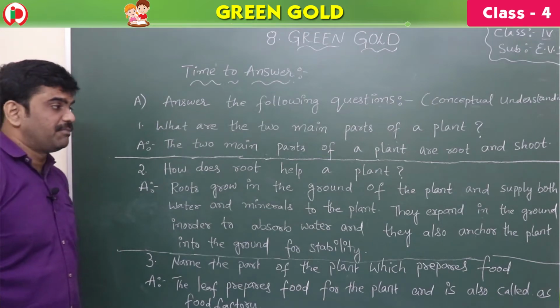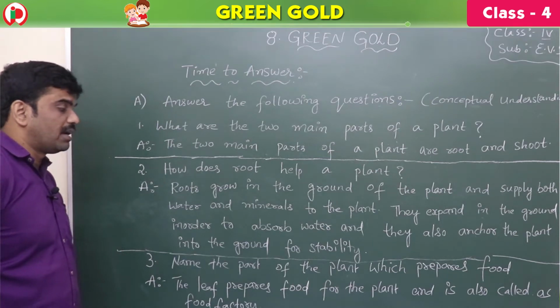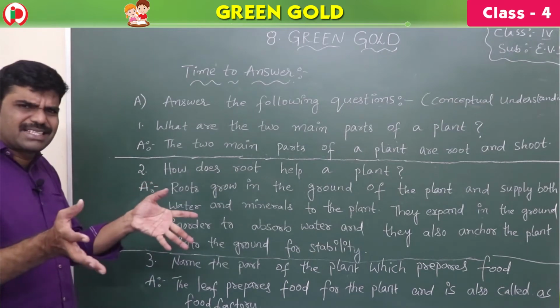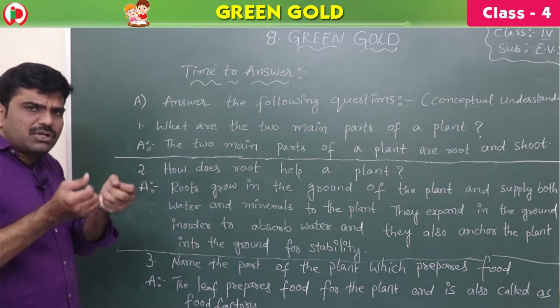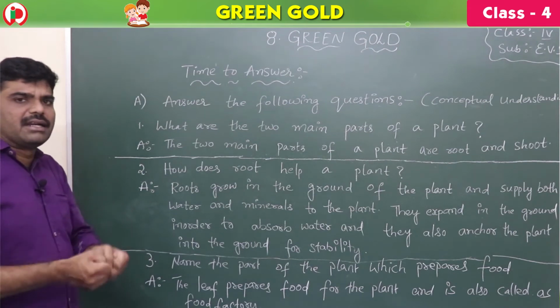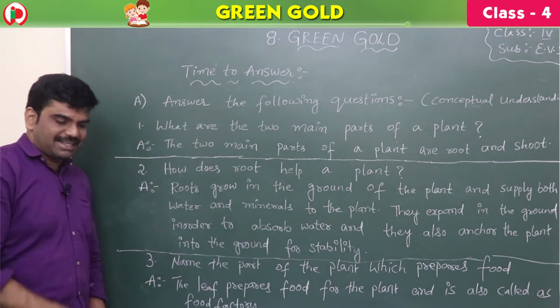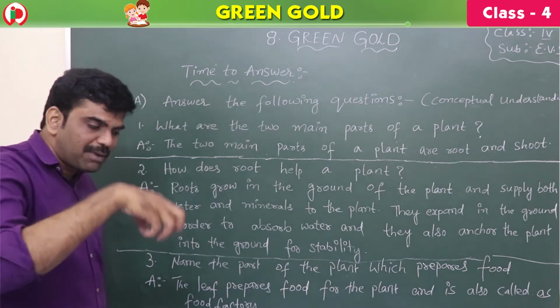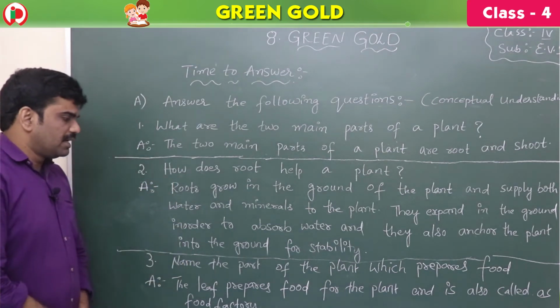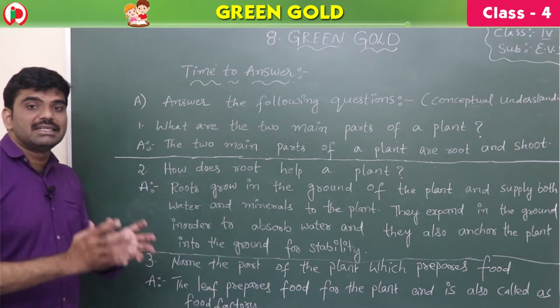They expand in the ground in order to absorb water. So these roots expand so that they can absorb water, okay, and give to the remaining parts, and they also anchor the plant. They fix the plant. The roots fix the plant down to the earth, into the ground for stability.